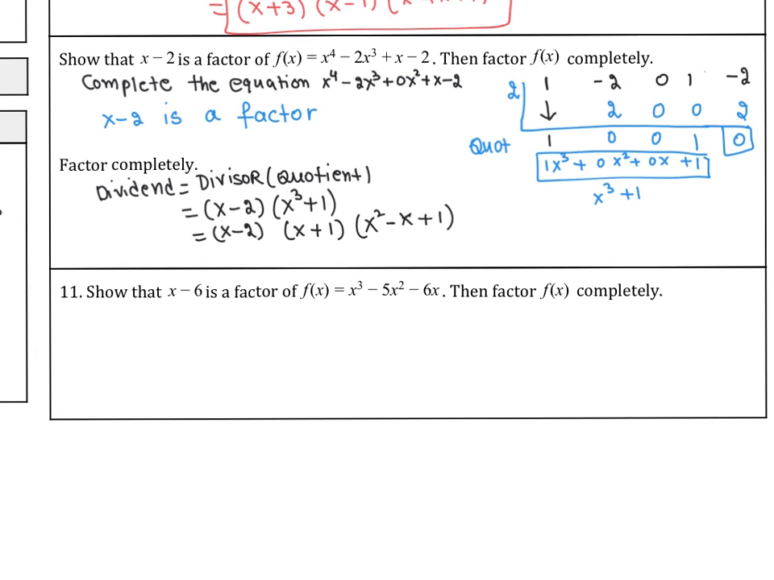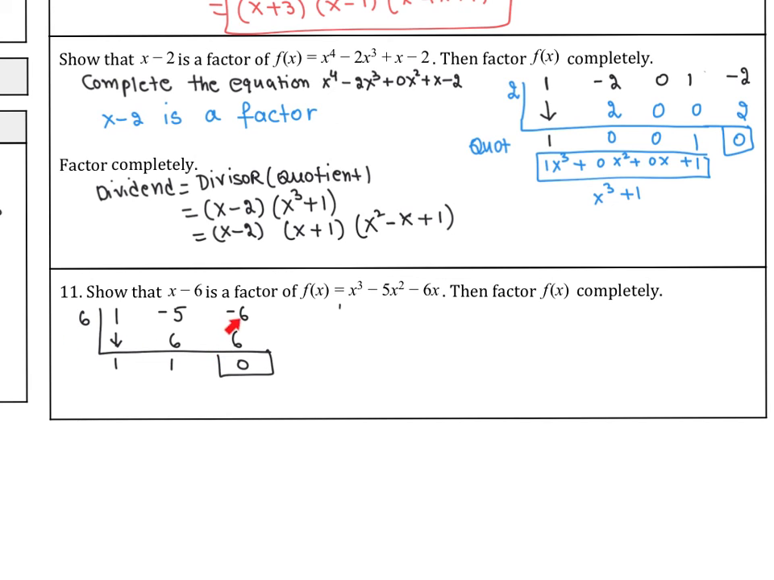Now we are going to use question number 11, and we are going to show x minus 6 is a factor of this polynomial. Then we are going to factor it completely. To show that x minus 6 is a factor, we are going to use synthetic division. So write down the coefficients 1, negative 5 and negative 6. Bring down the 1. 6 times 1 is 6. 6 minus 5 is 1.